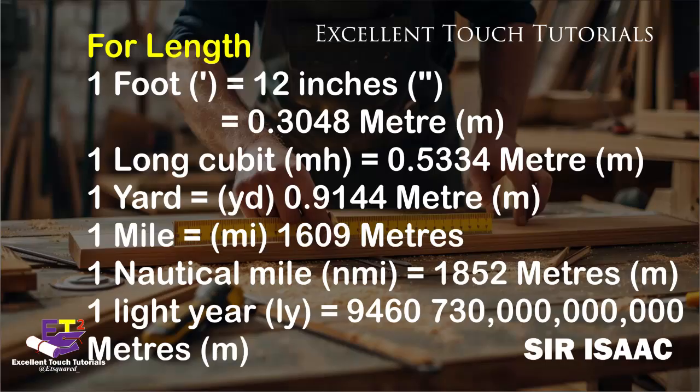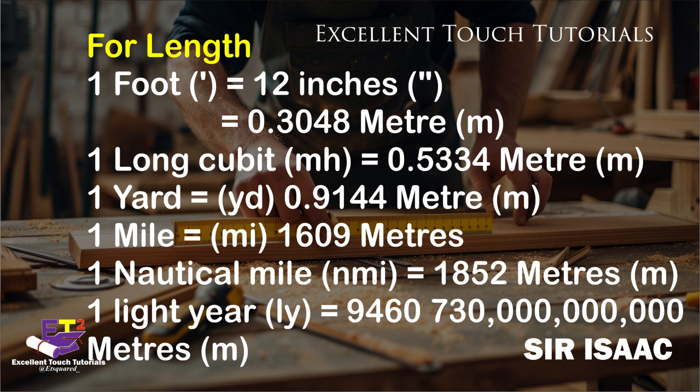Now for length, 1 foot is equal to 12 inches, and 12 inches is equal to 0.3048 meters. Next, 1 long cubit is equal to 0.5334 meter. Next is 1 yard. 1 yard is equal to 0.9144 meter. Next is 1 mile. 1 mile is equal to 1,609 meters. Next is 1 nautical mile. 1 nautical mile is equal to 1,852 meters.